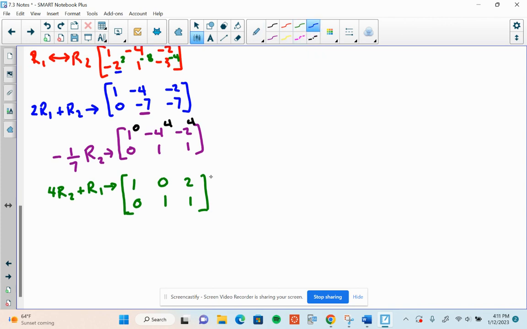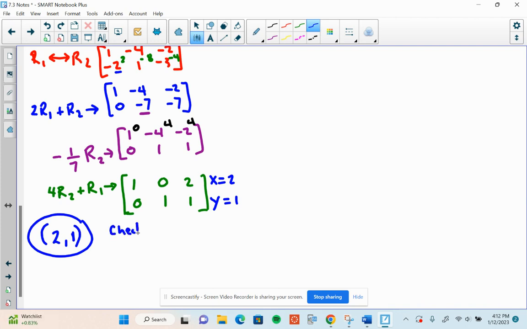This top row, let's start at the top. The top row says that x equals 2 because it's 1x plus 0y equals 2. And the bottom row says 0x plus 1y, or in other words, y equals 1. So my solution is the ordered pair (2, 1). That's my answer.